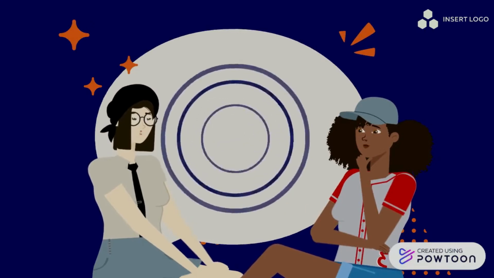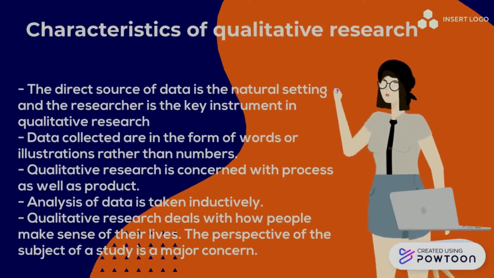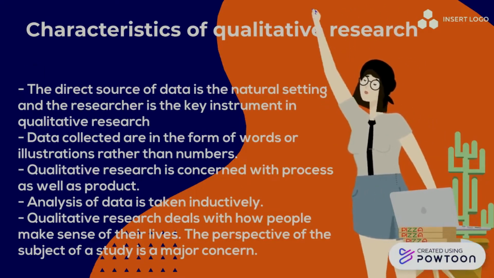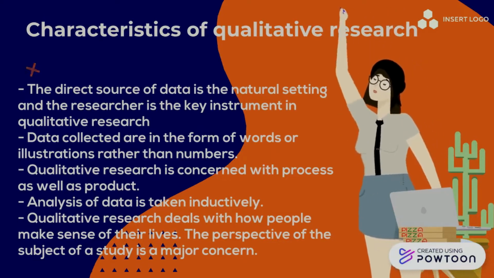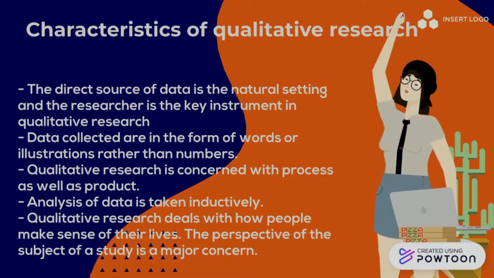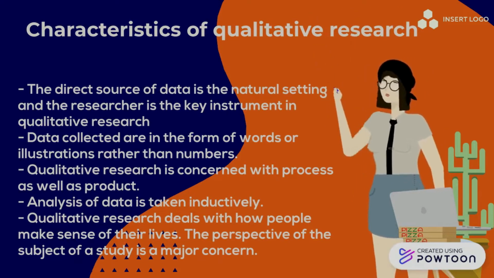Oh, then what are its characteristics? First, the direct source of data is the natural setting, and the researcher is the key instrument in qualitative research. Second, data collected are in the form of words or illustrations rather than numbers. Third, qualitative research is concerned with process as well as product. Fourth, analysis of data is taken inductively. Fifth, qualitative research deals with how people make sense of their lives. The perspective of the subject of a study is a major concern.